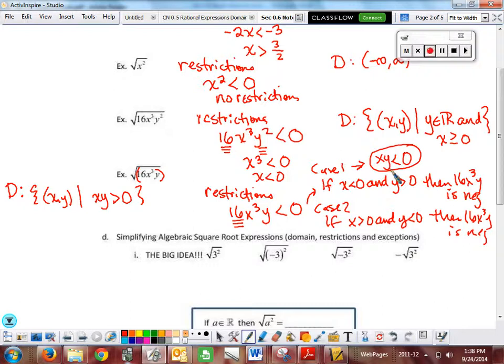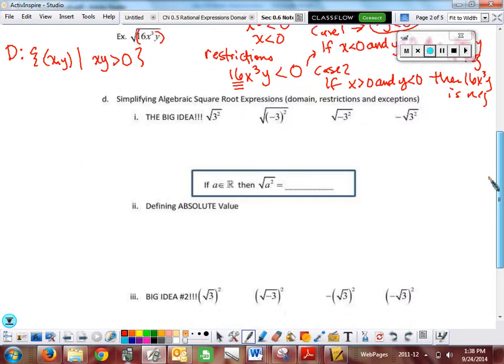So if I want to pick 5 for x and 7 for y, can I plug that in? Will that give me a real number back? But what if I picked 5 and negative 7? Would that work? No, because that's not in that set, since 5 times negative 7 is not positive, so it gets thrown out. Right? Good? All right, so that's restrictions and domain.